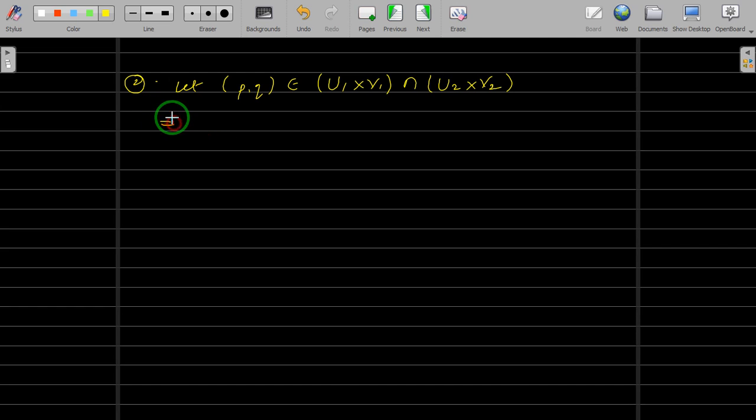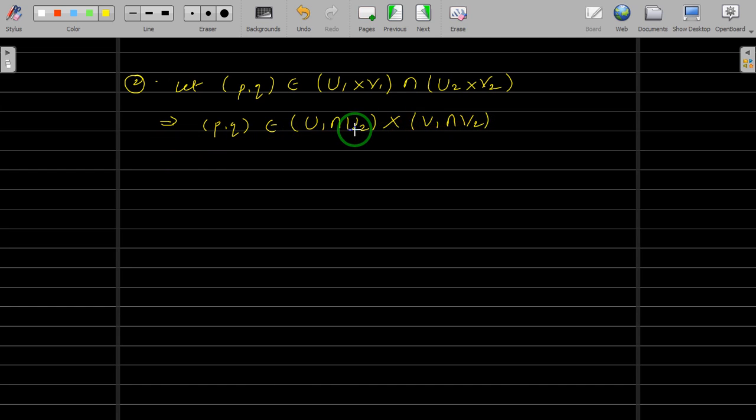This implies (p, q) belongs to this set as well as (p, q) belongs to this set. That implies p belongs to U1 and p belongs to U2. That means p belongs to U1 intersection U2. Similarly, q belongs to V1 intersection V2. So (p, q) belongs to U1 intersection U2 cross V1 intersection V2. You can prove this if you are confused. Proof, just now I said.